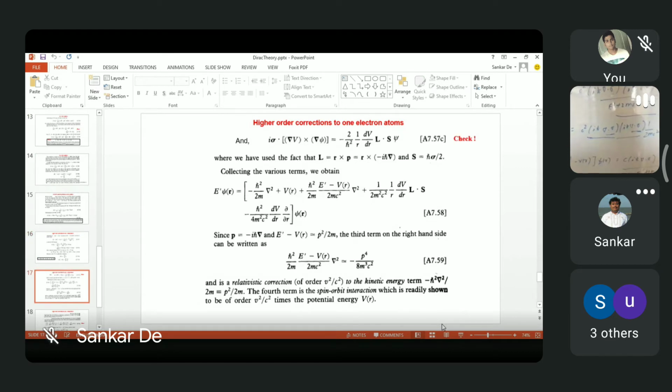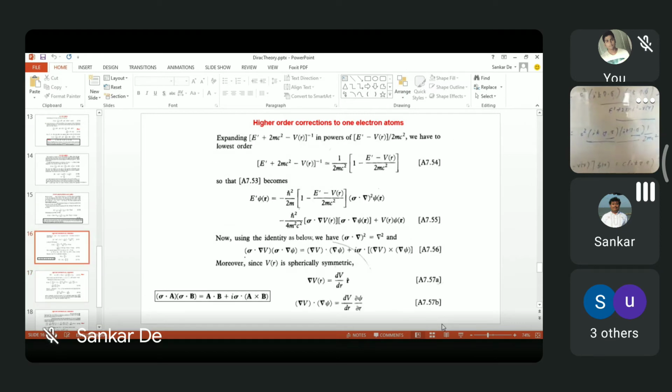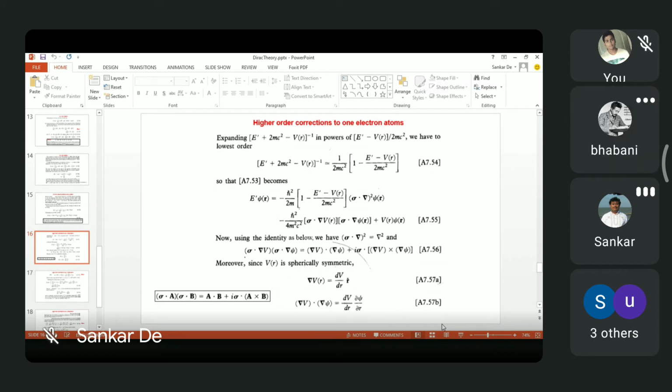Yeah, one second. No, this is after you have that. Yeah, that's why I'm just checking whether he used the same thing, the same way, or not. Yeah, he used the same thing. It may be, yeah. It may be in this to get the 7.55 he has used that identity, no?